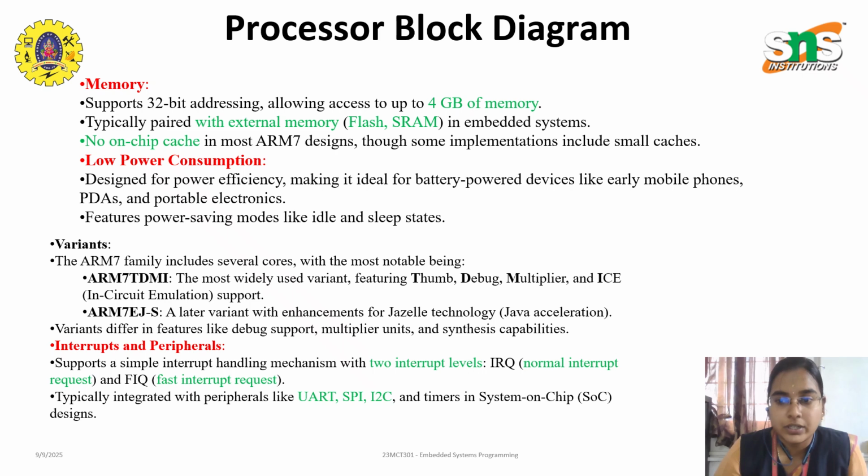And coming to the memory, yes, it is 32-bit as we know, and we have access to 4 GB of memory. Typically, as we saw in the block diagram, we can have flash and SRAM, which can be used as external memories if needed in embedded applications. And there is almost no on-chip cache in the design. In every processor or controller, one major problem is that the full memory cannot be utilized. And here we can see almost no on-chip cache is utilized.